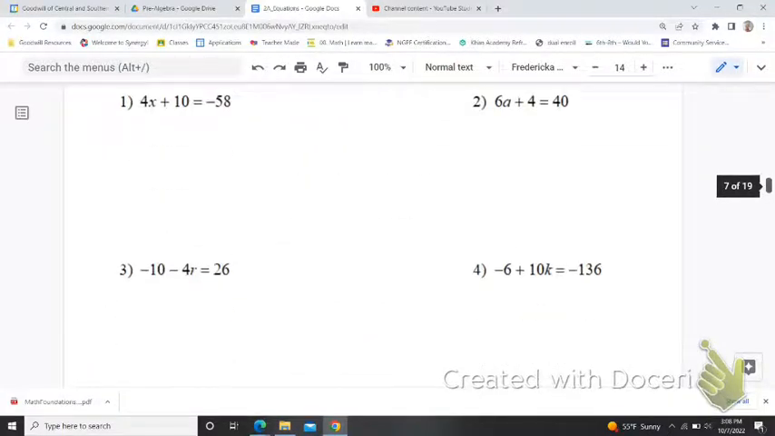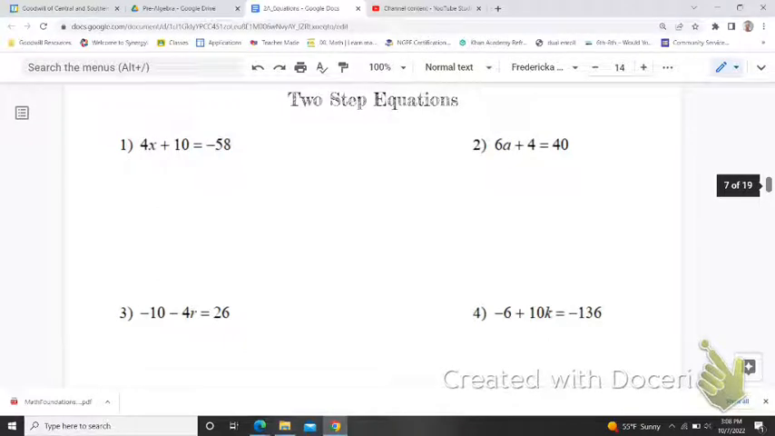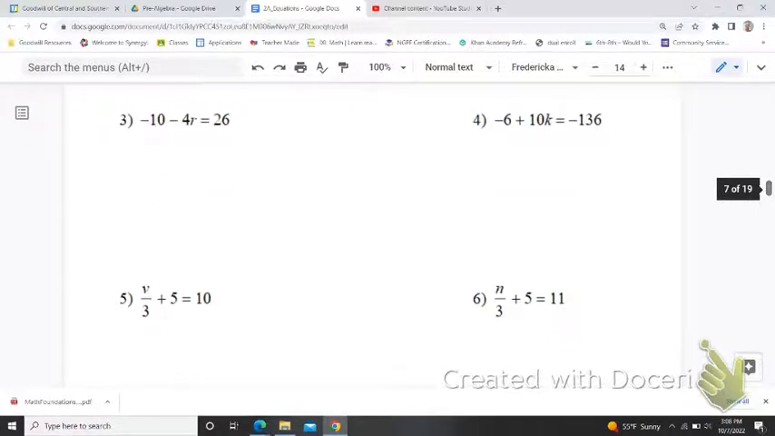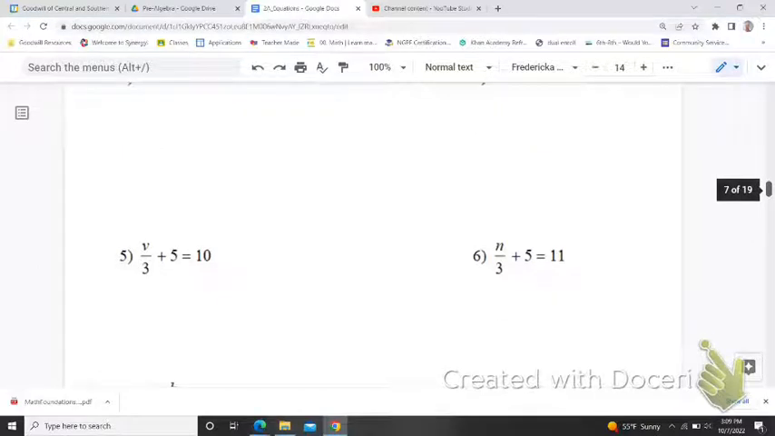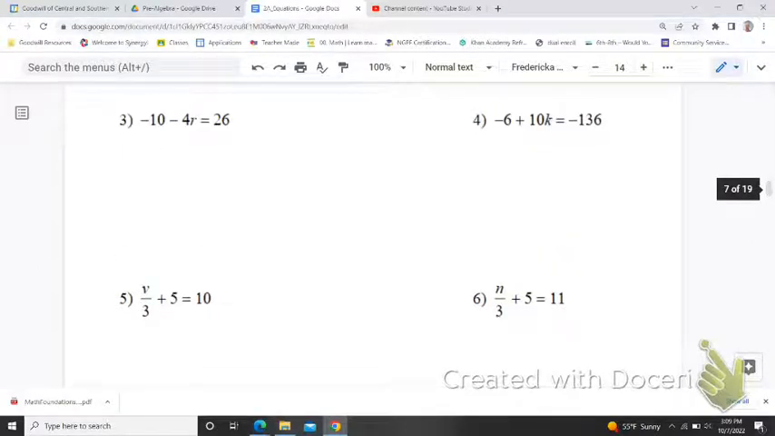So here's some two-step equations. I'll do a few of these. Let me go down here to where we have some with some negatives. That usually throws people a little more. Don't want to just do the easy ones and then leave you with the hard ones. So let's see if I can move this down just a little bit more. All right.